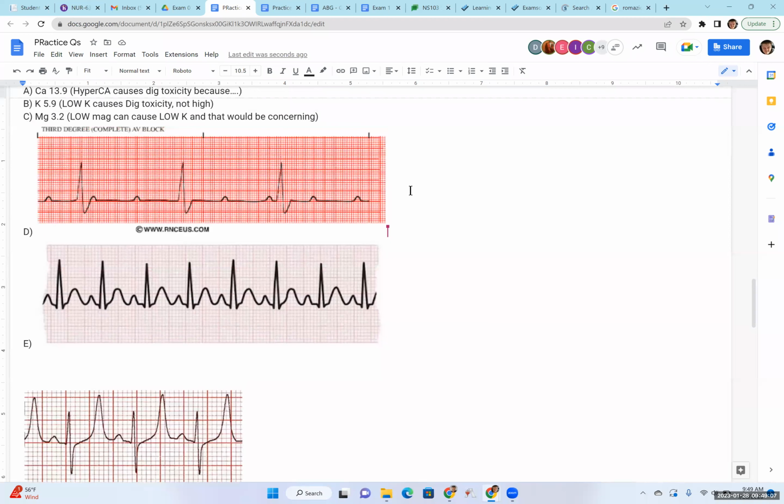Yes, notify them. Yes. What is this? The 3rd degree block. Dig isn't going to work anyways, you could argue. So I could still give it. It's not going to do anything, but maybe the dig caused a 3rd degree block, right? And that's definitely concerning. I would let somebody know. Will the dig slow it down enough to make that like VTAC at some point? It could be, they could be dig toxic, and they could be presenting like this. All right, it's an E. This is what? Tachycardia.